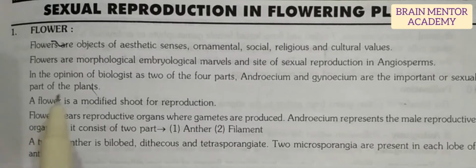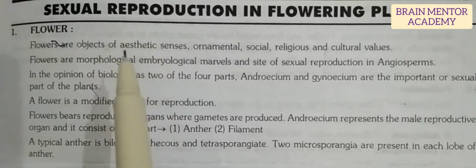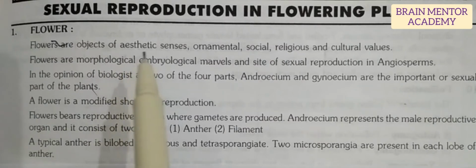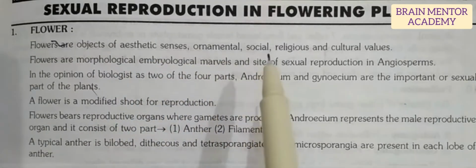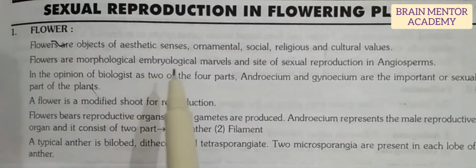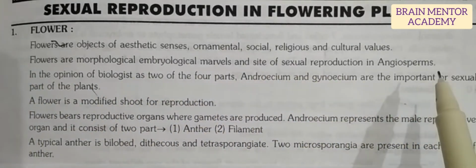So now let's start our topic, flower. Flower is a modified shoot and it is the reproductive organ or reproductive structure of the plant. Flowers are objects of aesthetic senses, ornamental, social, religious and cultural values. Flowers are morphological, embryological marvels and site of sexual reproduction in angiosperms.